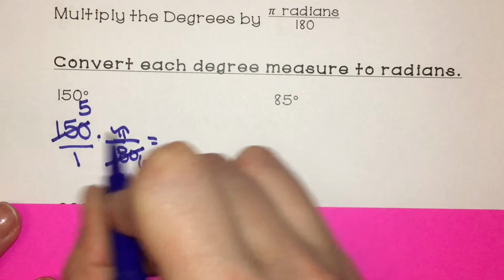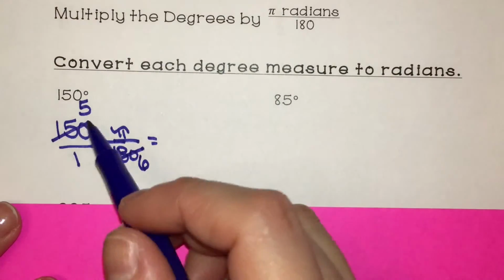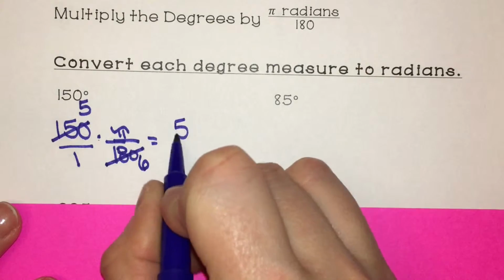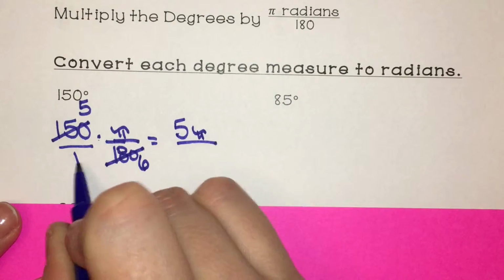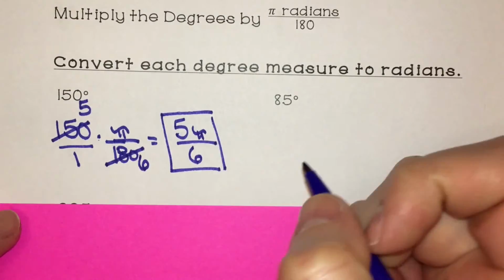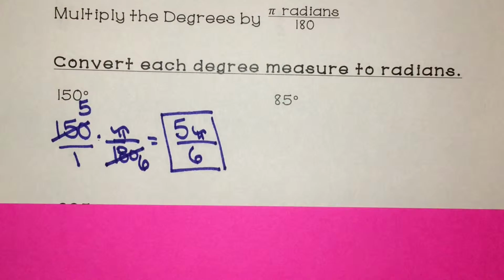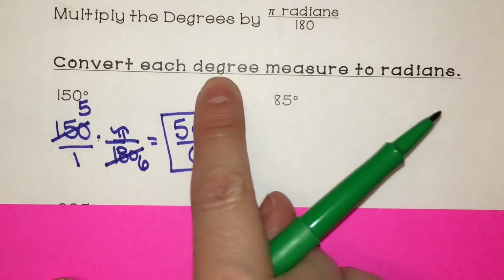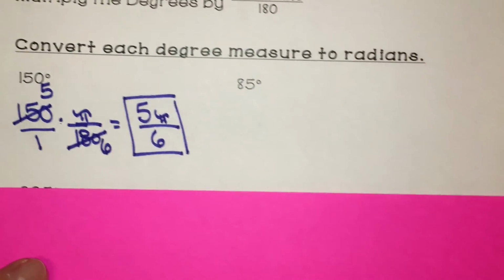5 times pi, now I'm multiplying straight across. 5 times pi is 5 pi, over 1 times 6 is 6. So it's just reducing it as much as possible so you can just multiply across and then you don't have to reduce your final answer. I want to leave my answer as a whole number. I do not want to get decimals. So make sure you leave your answer in this whole number form where you don't have any decimals.